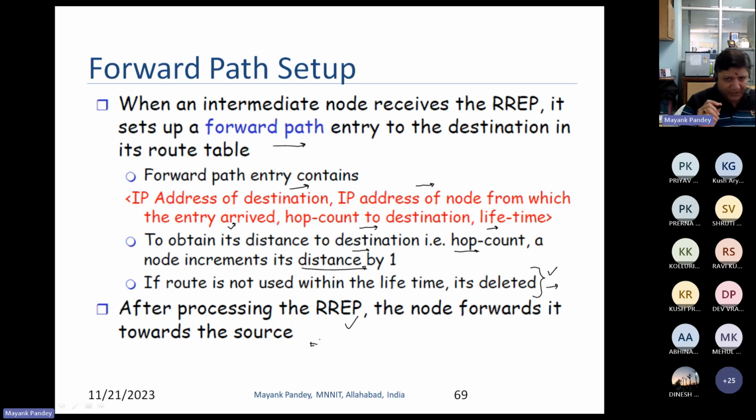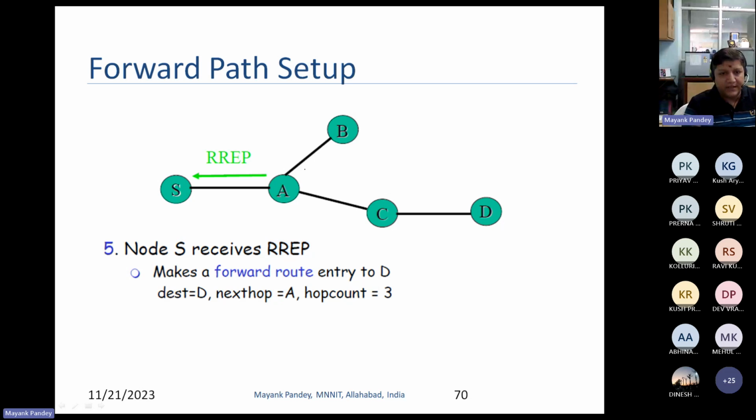So the major point here is, if you see closely, that when you are sending RREQ forward, the reverse entries are being created. When finally the RREP route reply is done, using the reverse entries, we are making the final forward entries, the actual routing table entries. Node S receives the RREP here and makes a forward entry to D: destination D, next hop A, and hop count 3. In this way, node S and node A have their forward routing table entries.